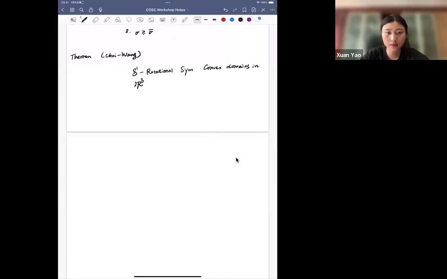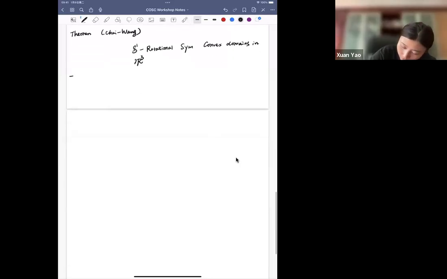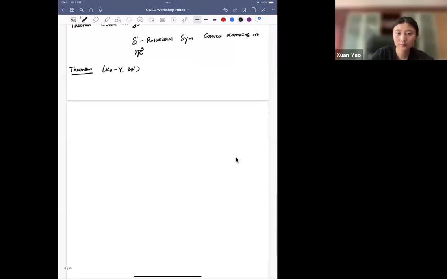Now in this talk, our result is as follows. Suppose that M3 is diffeomorphic to some weakly convex and mean convex domain in R3.